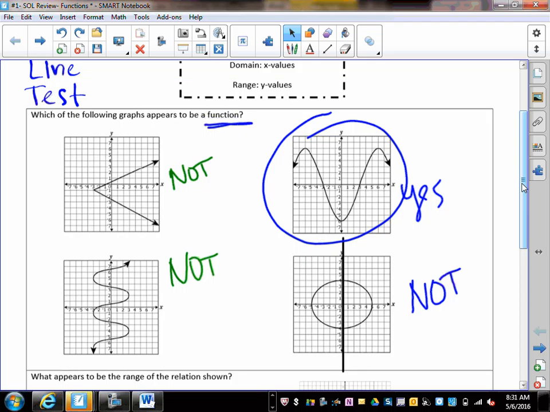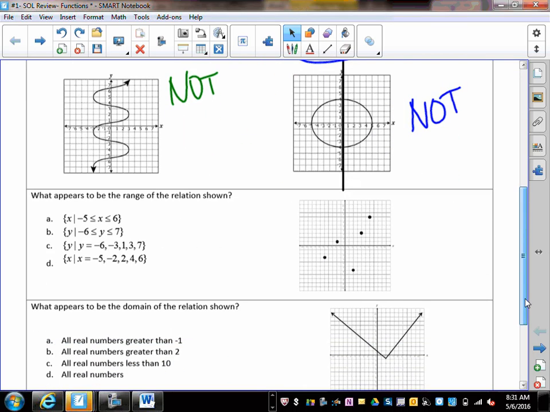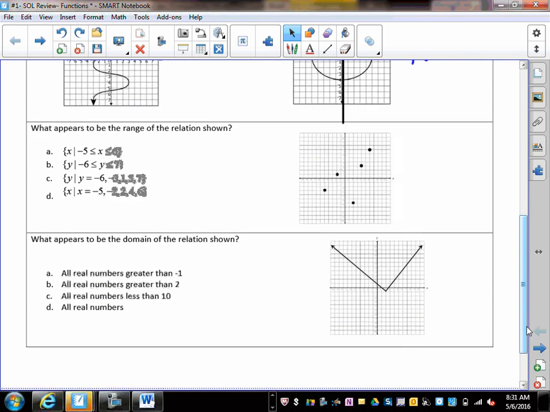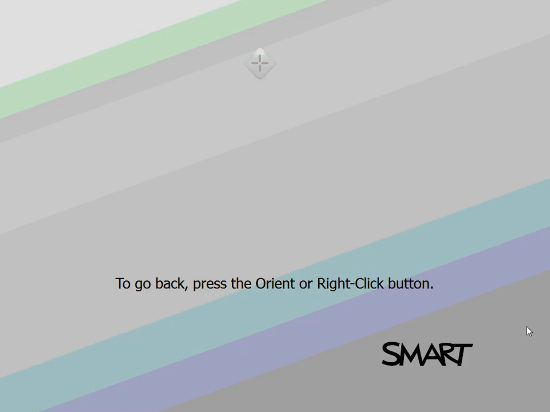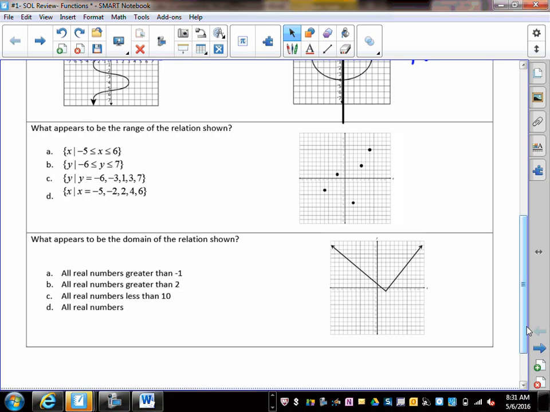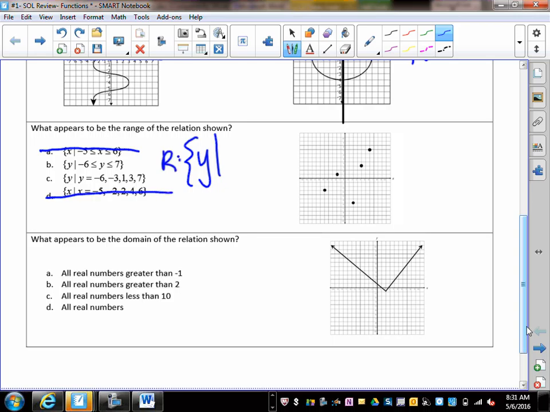All right, moving on. Next it says, which appears to be the range of the relation? What does it mean to be a range? What's the range? Y values. Very good, our y values. Now here for this one, we have just a bunch of different dots, so our y values are going to be individual values we list. Now remember, we're talking about y, so it should be y such that. Which ones can we immediately eliminate? Our x is good. So we're already down to just two answer choices here. Use that process of elimination.